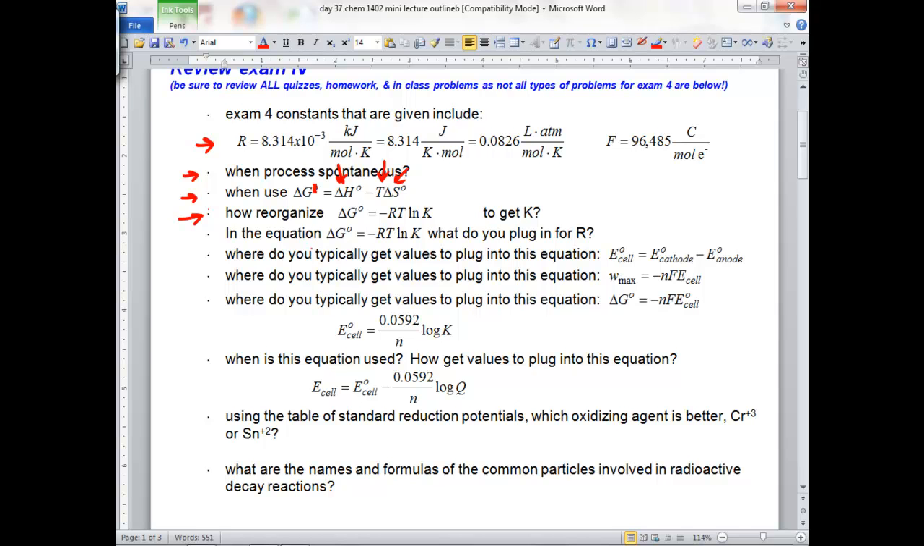In delta G0 is negative RT natural log of K. How do you get K? Mariella, how do you get K? Okay, did you hear? Divide the delta G0 by negative RT. Then all that raised to the little e.